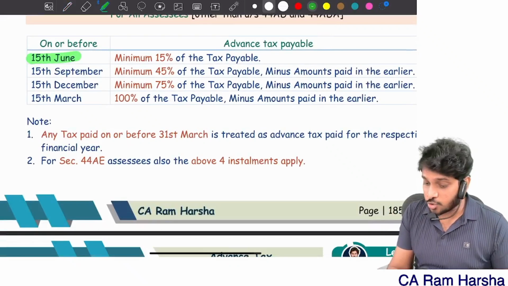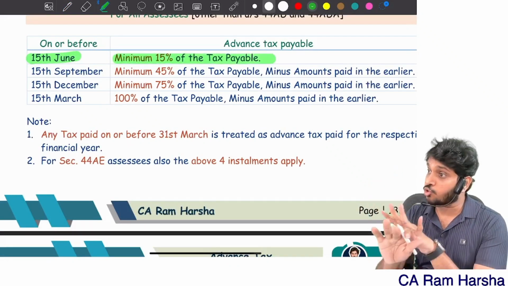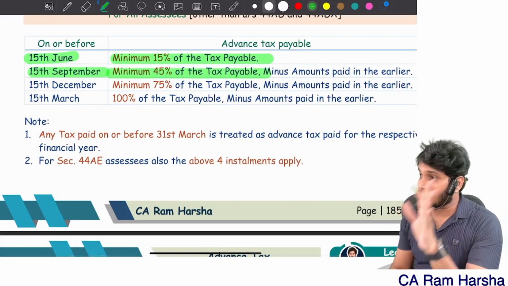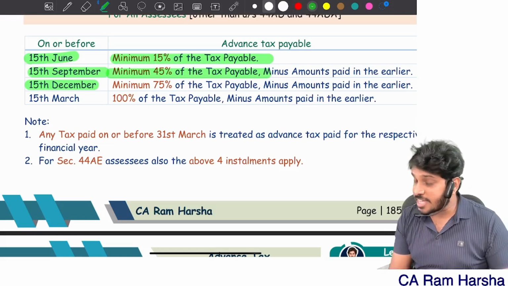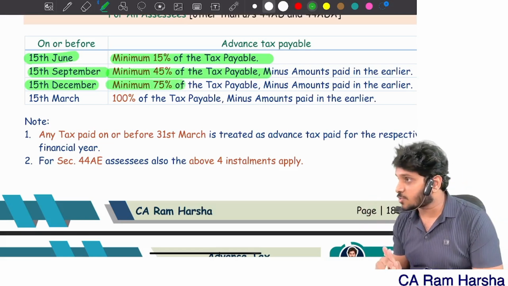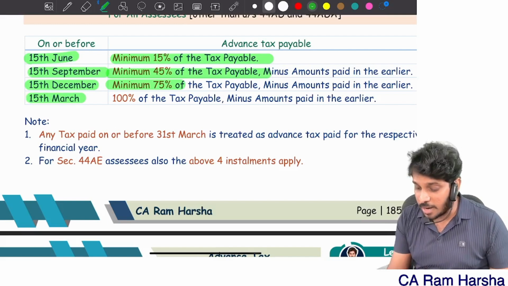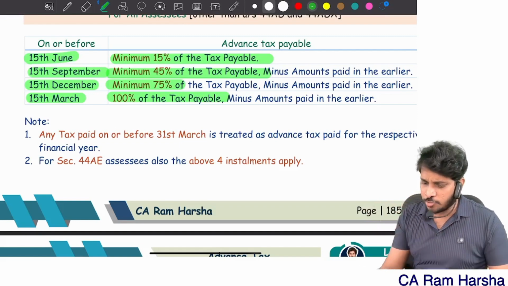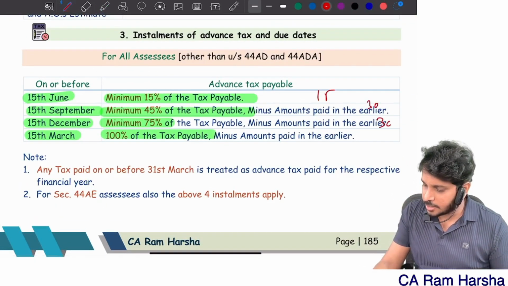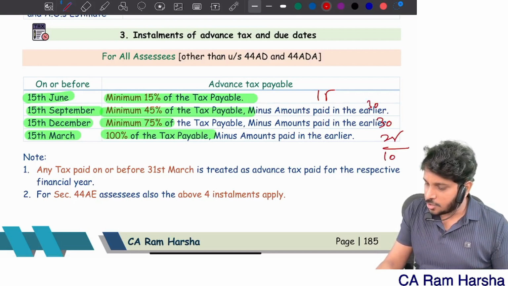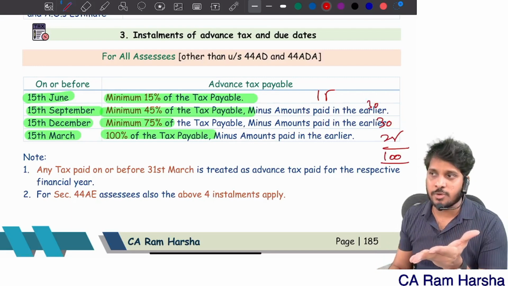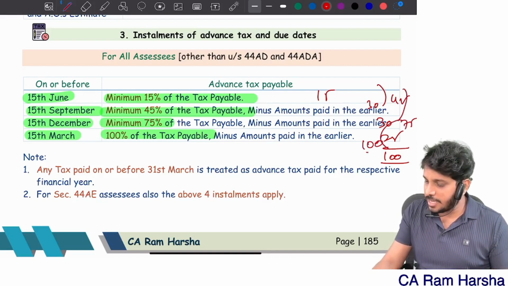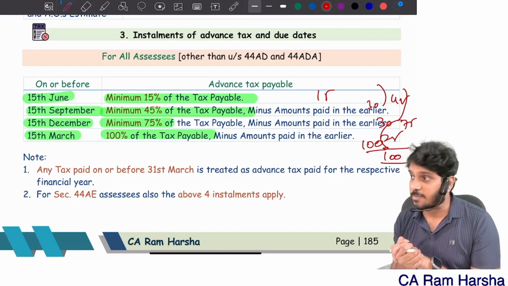On or before 15th June, 15% of the tax payable amount you should have discharged. On or before 15th September, minimum 45% of the tax payable you should discharge. On or before 15th December, minimum 75%. On or before 15th March, 100%. Each installment, how much will you pay? Simple: 15, 30, 30 and the balance 25. Totally 100% of the tax payable. So cumulatively 45, cumulatively 75, cumulatively 100. This is how the advance tax mechanism works.